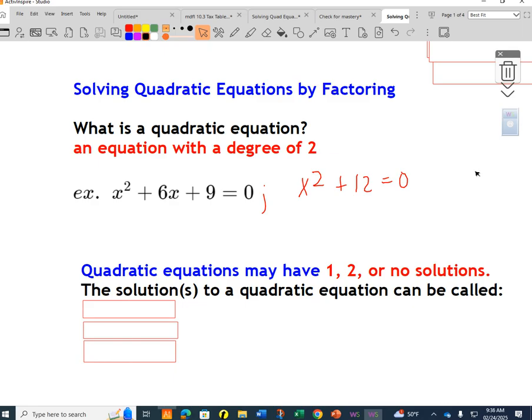Now, we have solved equations that had 3 solutions before because we have factored out a greatest common factor. And then what we had left was a quadratic equation. But if it's a quadratic equation that can only have 1, 2, or no solution, we call the answer the solution. What's the other 2 things we said? We talked about this on Friday. What's the other 2 things we can call the answer or the solution to a quadratic equation? Zeros and roots. Very good.